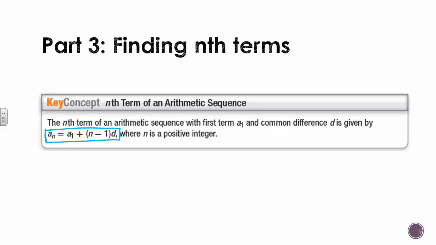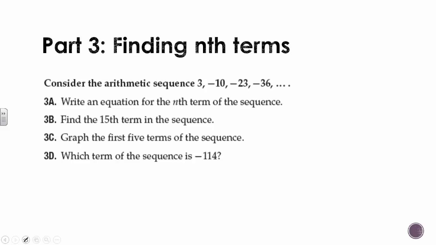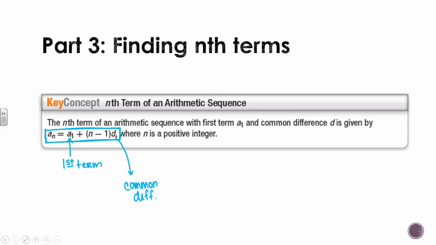This formula you need to memorize. And this formula says that the nth term of an arithmetic sequence with first term A1, so this is the first term, and common difference D is given by this formula. N has to be a positive integer. So N is the number term we want. So like if I asked you to find the 100th term, you're going to plug in 100 there.